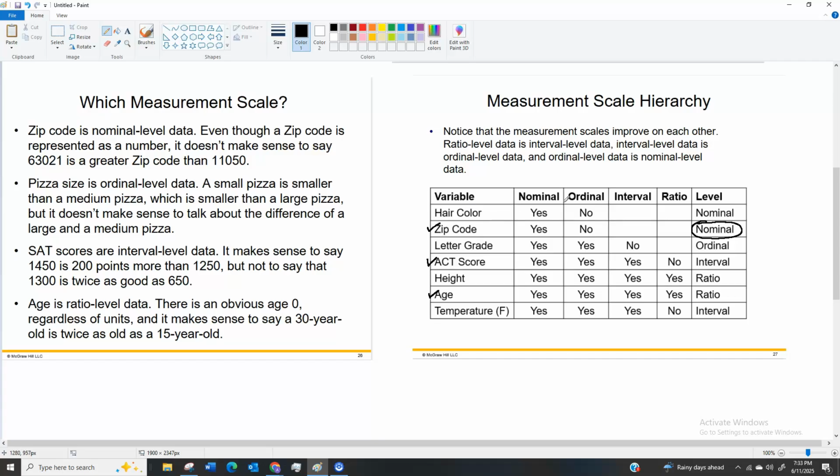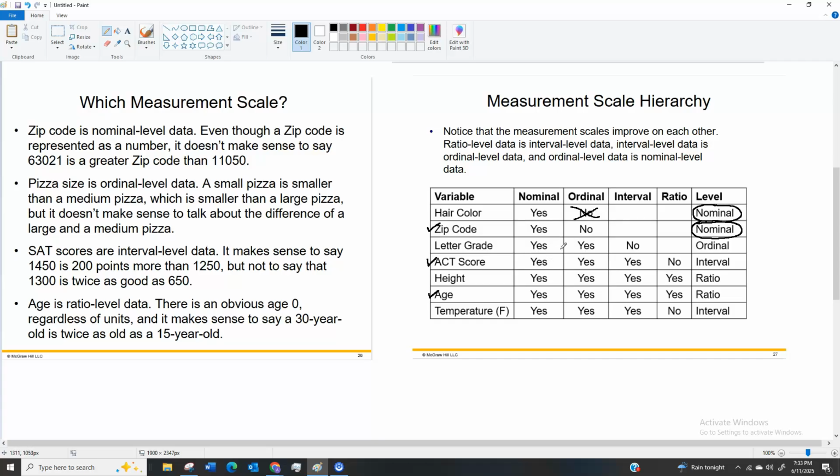Hair color only reaches nominal because you can't order hair color. You can't even say one color is darker than the other. Somebody with red hair, could you say that red is always darker than brown, or brown is always darker than red? You can't. So hair color only reaches the nominal level. It does not reach the ordinal level, and so it's only nominal.